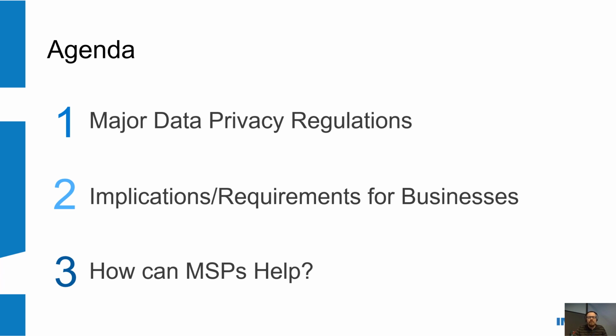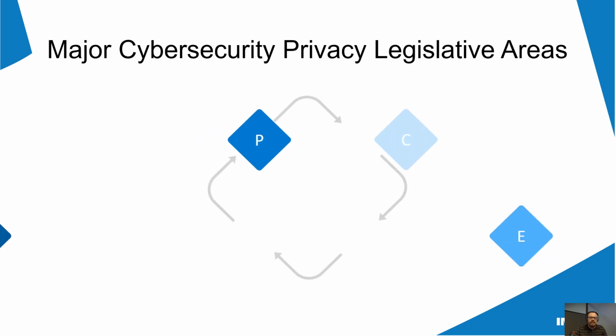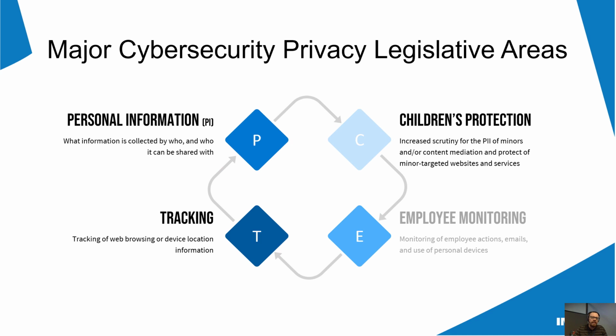So most of these can be broken down into 4 different levels. So there is the personal information aspect of it, PI. This is what is collected, by who, and what can it be used for, and how, and that kind of thing. There's a tracking aspect to it, which is your web browser, your device location, these personal things that say not just who you are, but where you have been and what you've done there. There's an aspect of children's protection in them, which is increased scrutiny for the information that's coming from minors. Specifically things targeted at minors in some cases, and what the definition of a minor is.